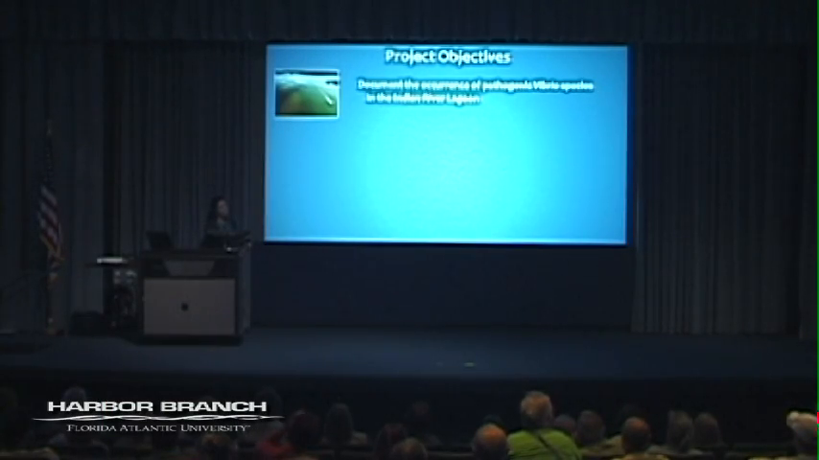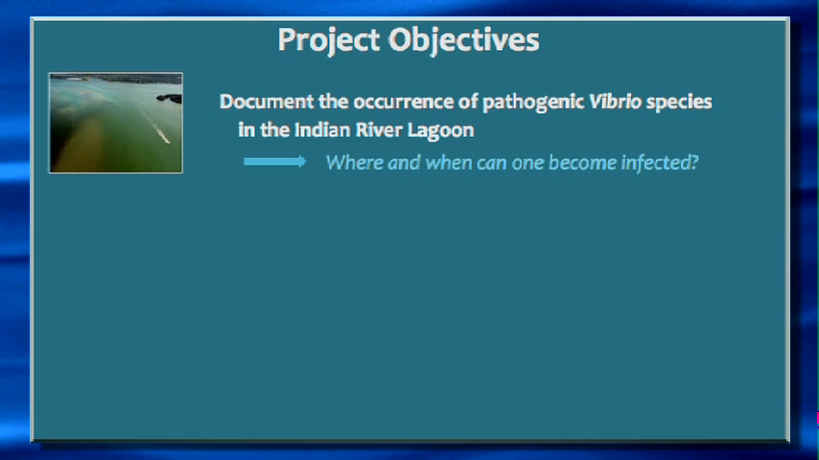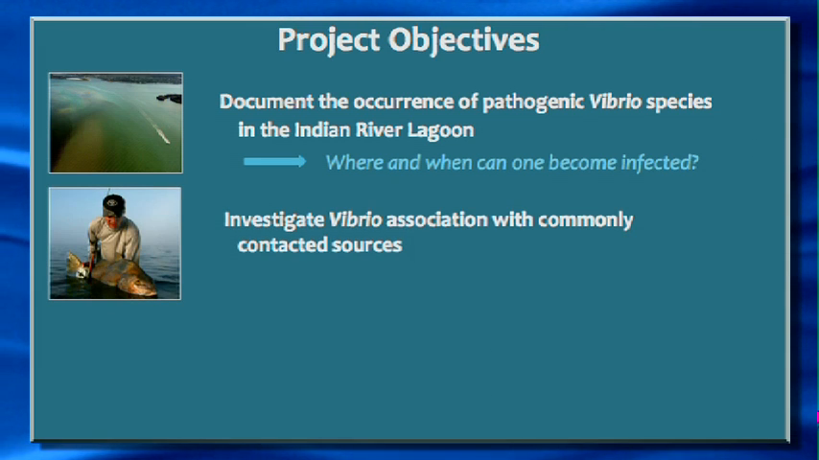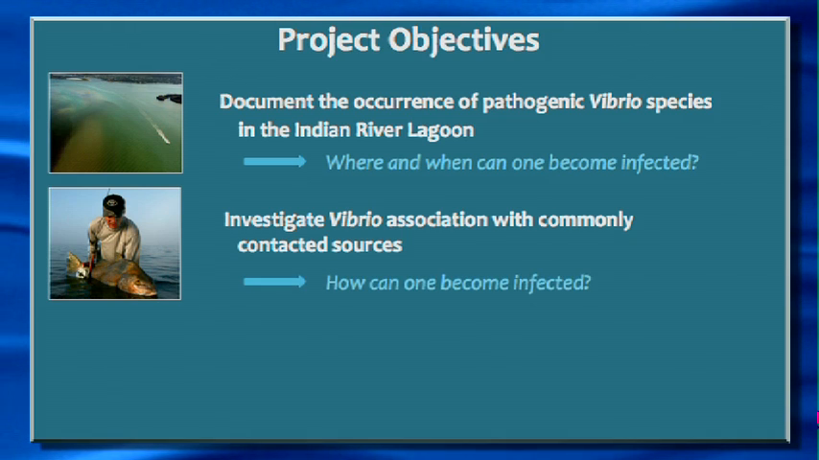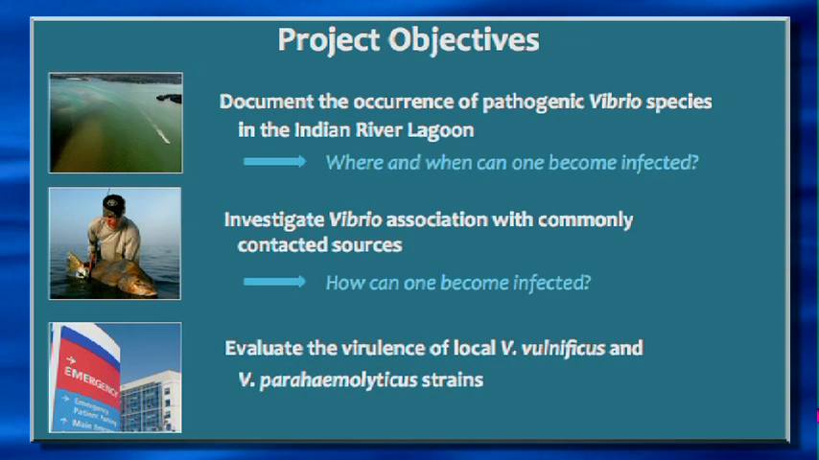And so my project specifically, our first objective is to document the occurrence of these bacteria in the Indian River Lagoon. And we want to be able to answer for you where and when can you become infected by these. Our second objective is to look for these bacteria with commonly contacted sources. And from this, we want to be able to tell you how can you become infected. And our last objective here is to evaluate the virulence or the potential for them to infect you.